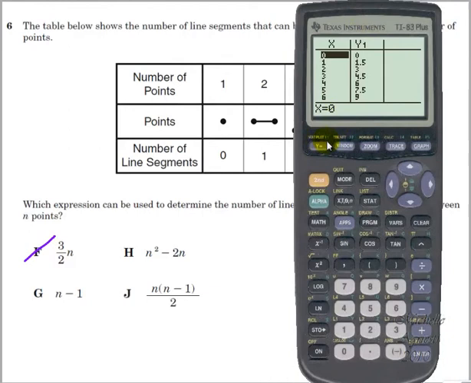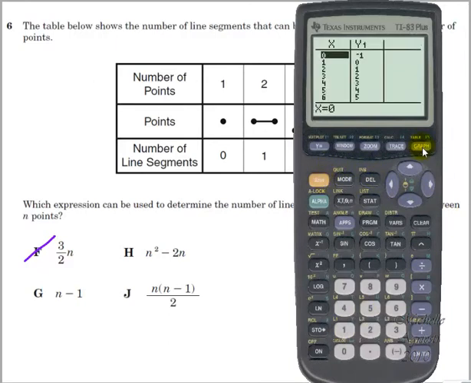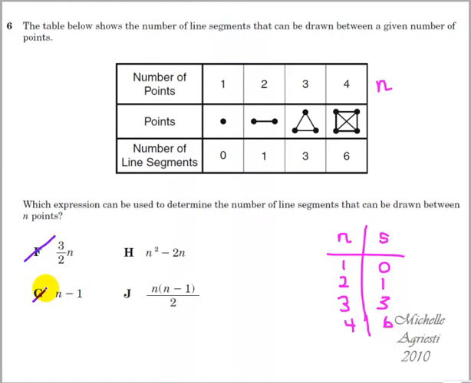Now I'm going to put in the next equation. We'll do n minus 1, so x minus 1. And do second table. And I can check my information again. When x is 1, I should get 0, and it does work. When x is 2, I should get 1, and it does work. When x is 3, I should get 3, but obviously you see right here it's 2, so that doesn't work. So that eliminates G.